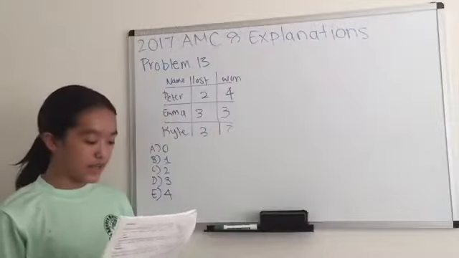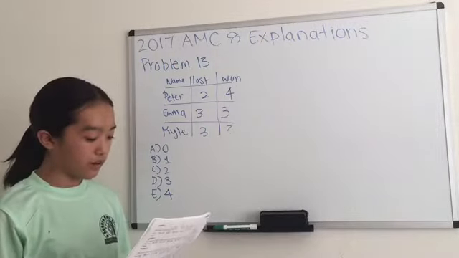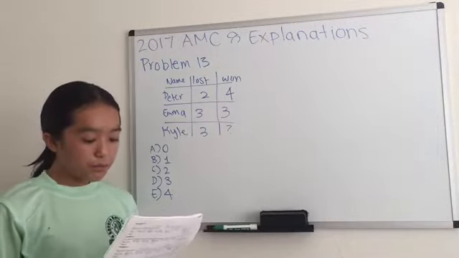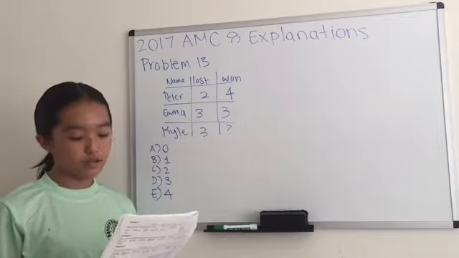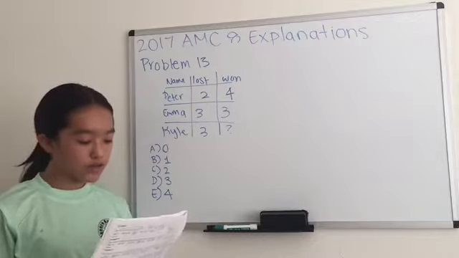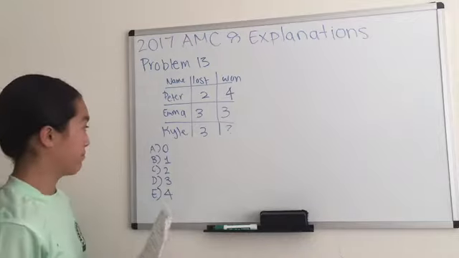Problem number 13 says, Peter, Emma, and Kyler played chess with each other. Peter won 4 games and lost 2 games. Emma won 3 games and lost 3 games. If Kyler lost 3 games, how many games did he win?